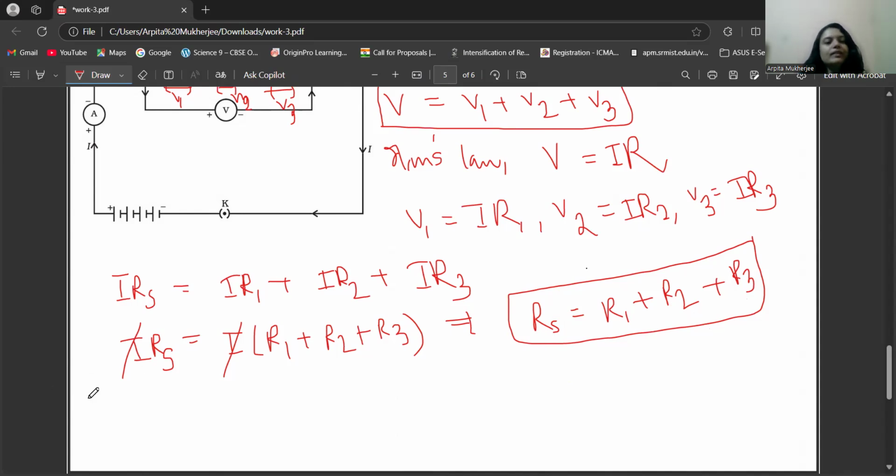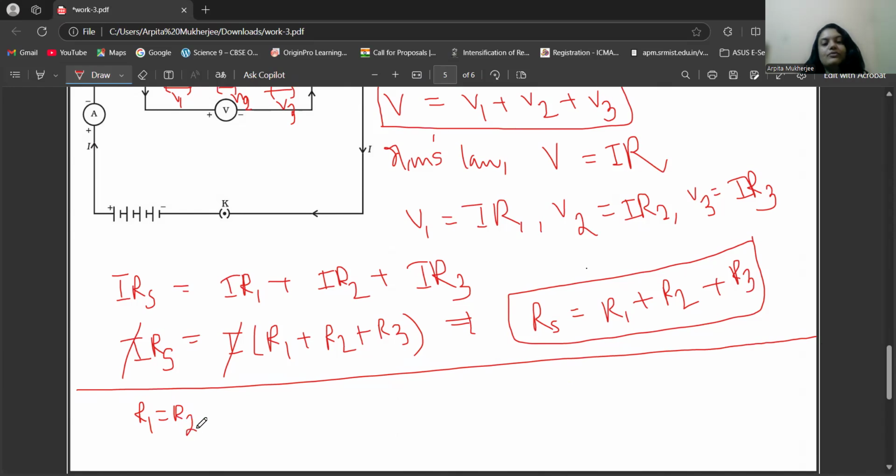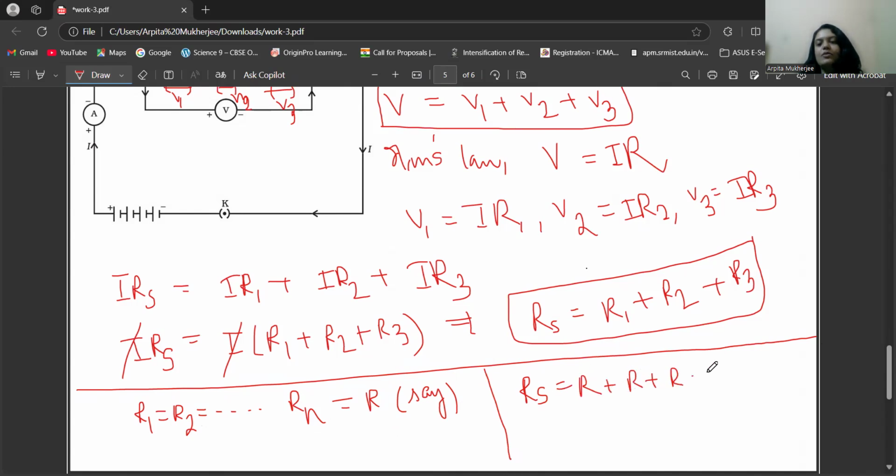Now, one more thing we will look into, that is a special case. Suppose my resistors are not different. They are all equal to R. All of them are equal resistors. Now, there are n number of resistors. So how will I write the equivalent resistance? I can write Rs as R plus R plus R, because I don't know how many, n number of resistors are there. So I can write it as nR. So Rs is equal to nR.